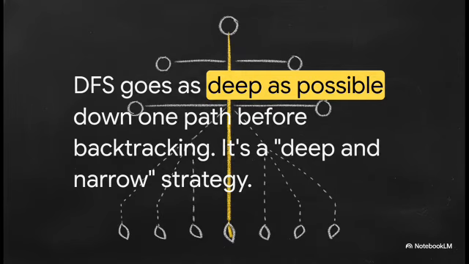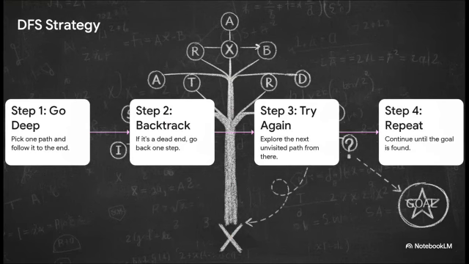Only then does it backtrack, just a tiny bit, to try the next path over. Its strategy is aggressive, it's simple. Pick a path and go. Follow it all the way down. If you hit a wall, no worries. Just backtrack one step and try the next turn you could have taken. This deep and narrow approach can be incredibly fast if you get lucky and pick the right path early on.